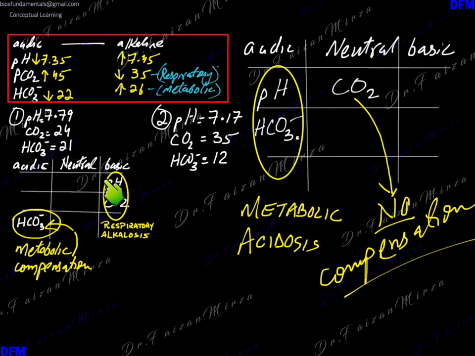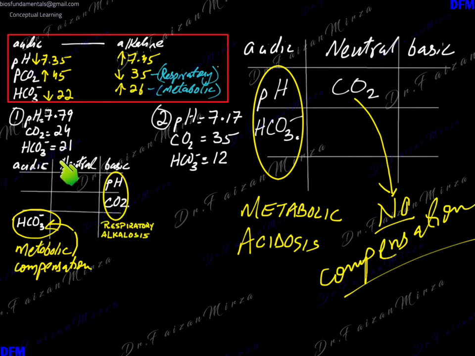So these are a few cases in which we see that if the subject's pH is 7.79 and CO2 is 24 and bicarbonate is 21, we see that the pH is in the basic condition, and the carbon dioxide value given to us here is 24, so that's again in basic condition. So this individual is suffering from respiratory alkalosis because the pH is shifting to the basic, and the carbon dioxide concentration is also going to the basic region.